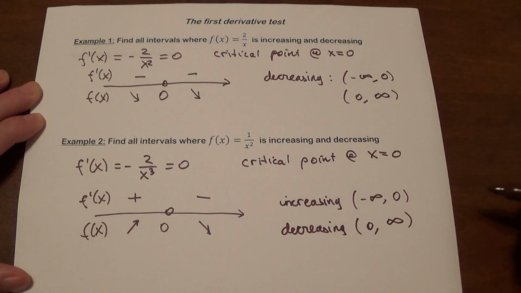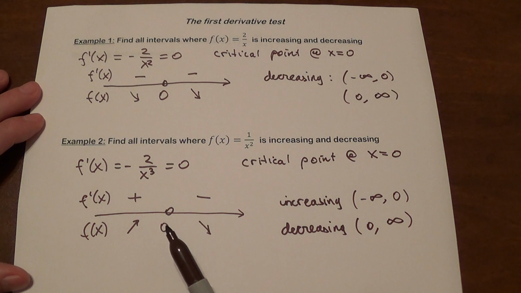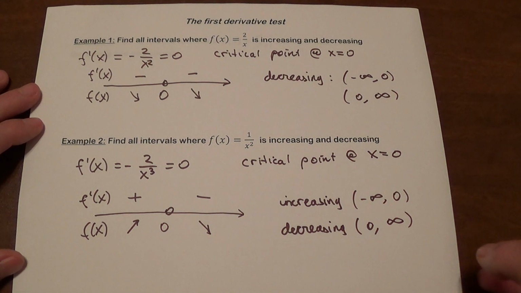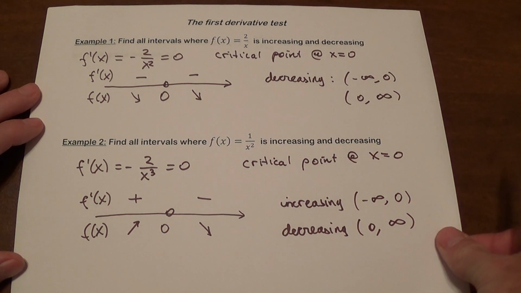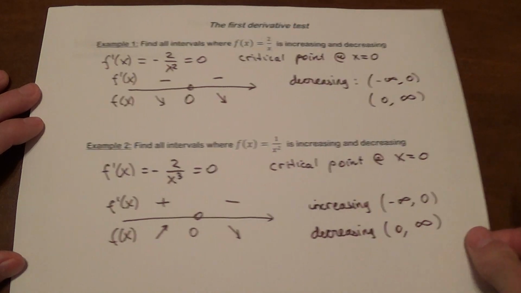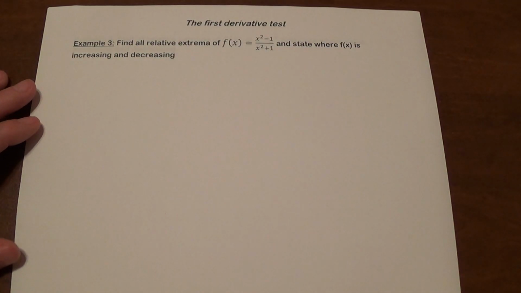I also want to point out one thing about this problem. This is not a relative maximum because the function is not defined at this point. The function actually has a discontinuity. It's an asymptote at this point. So just because the sign changes here is not enough for you to make an assumption that this is a relative extreme. Okay, moving to the next problem.